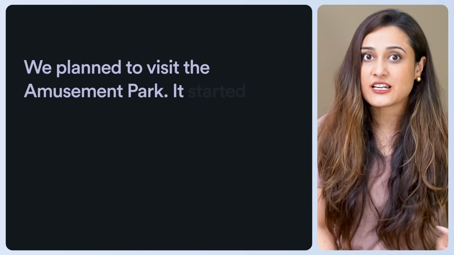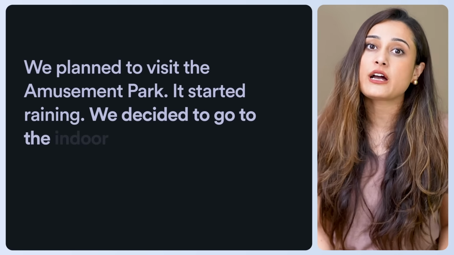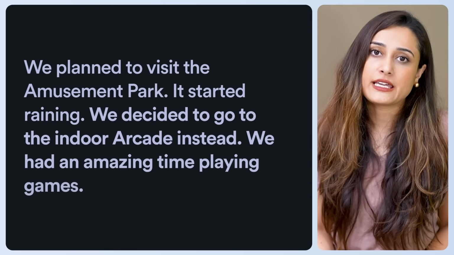Now, let's say the same thing without linking words and see the difference. We planned to visit the amusement park. It started raining. We decided to go to the indoor arcade instead. We had an amazing time playing games. We won prizes. Don't you see the sentence looks a little distorted, a little jumpy, and it's slightly difficult to bring out sense from the sentence, right? The second sentence, without linking words, feels choppy and disconnected, demonstrating how linking words enhance coherence and readability of a sentence. The first sentence with linking words flows smoothly and shows the relationships between the different actions that are happening.